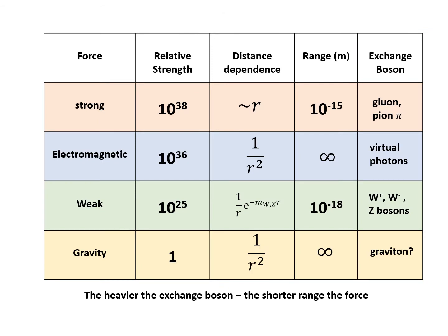For the strong force, the exchange boson is either the gluon or a particle called the pion, which is a meson. For the electromagnetic force, the exchange boson is a virtual photon. The weak force is going to be a W particle or a Z particle, and gravity is an unknown particle that we'll call the graviton.